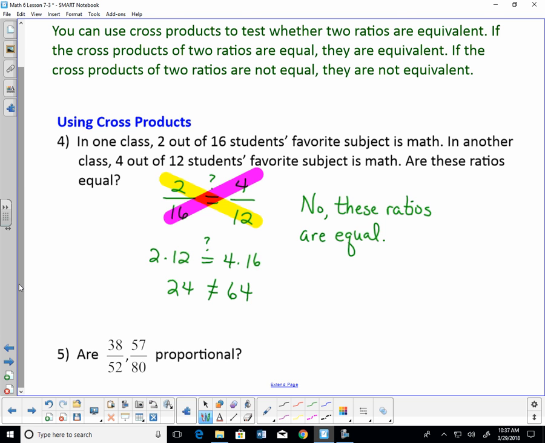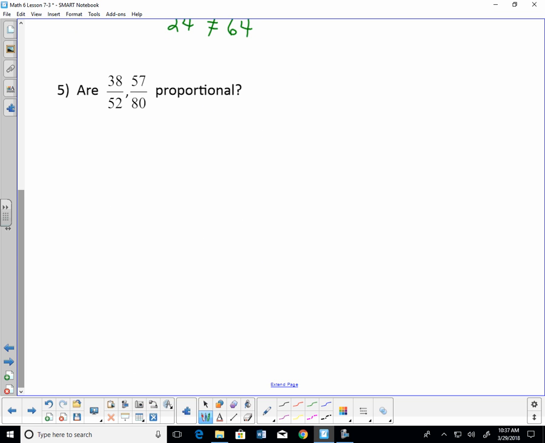Now this one is hard to tell when you first look at it. Is 38 over 52 equivalent to 57 over 80? So let's find out. Let's figure out what our cross products would be. 38 times 80 is one cross product. 57 times 52 is the other cross product. So I need to know, does 38 times 80 equal 52 times 57?